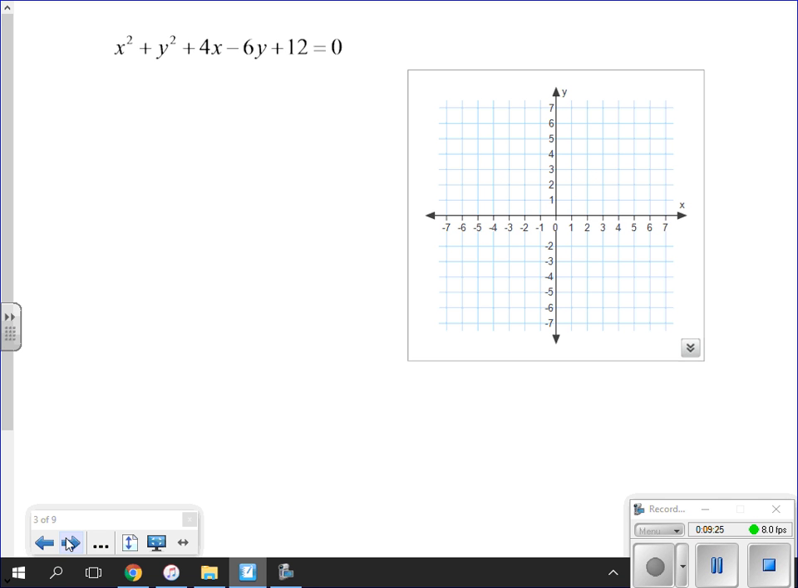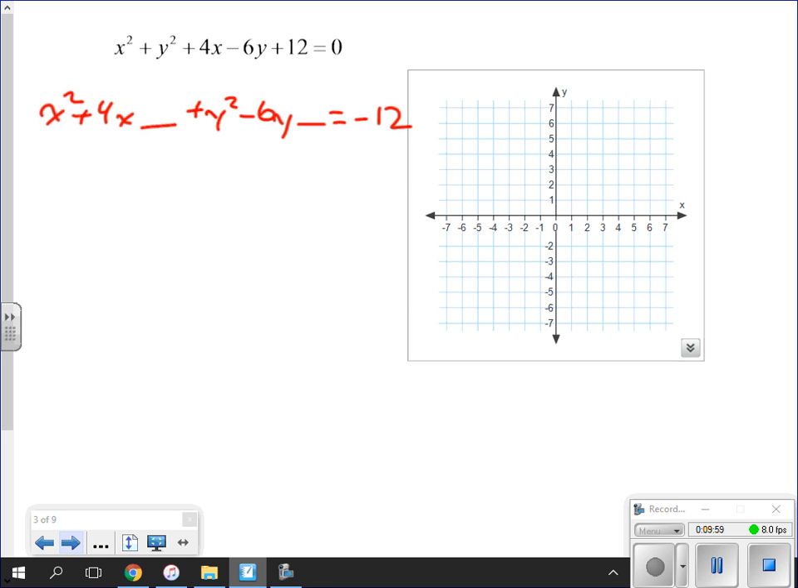So here's what you do. Take your x's and put them forward. So I have x squared plus 4x, leave a blank. Do the same thing with my y's, plus y squared minus 6y, leave a blank, equals -12. Move the 12 over to the other side. Yeah, that's what you have to do.